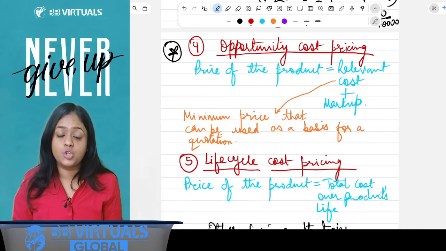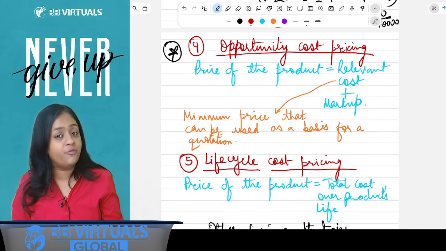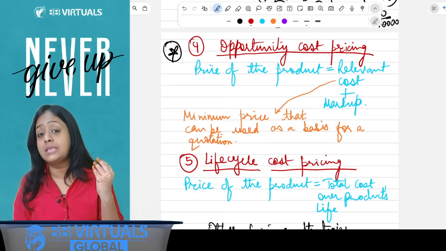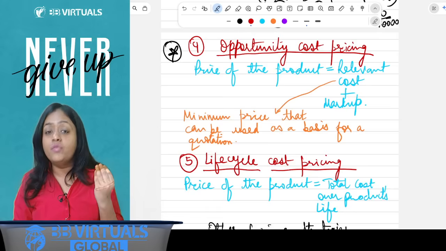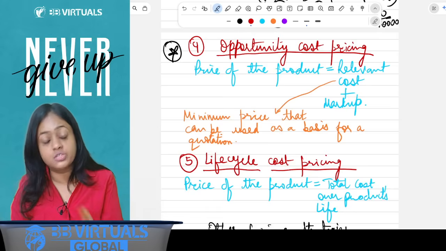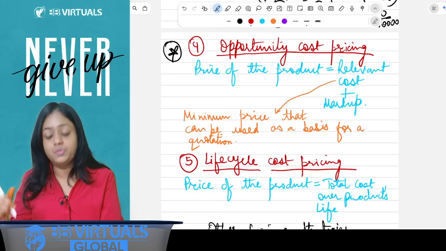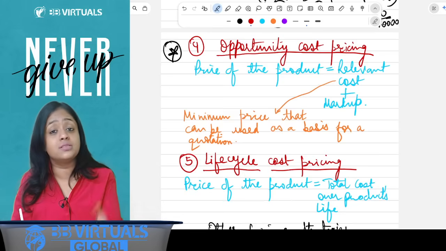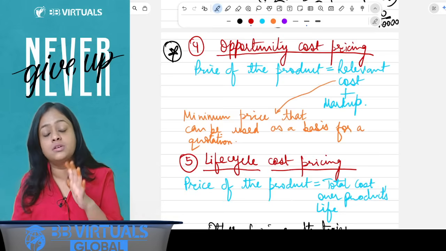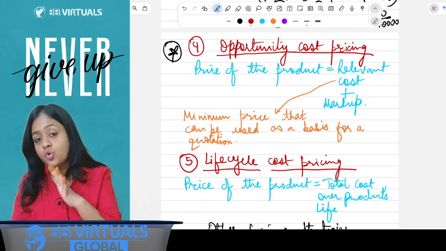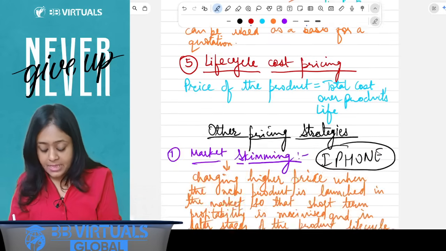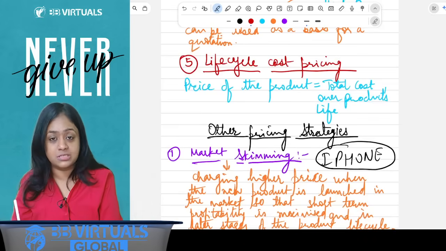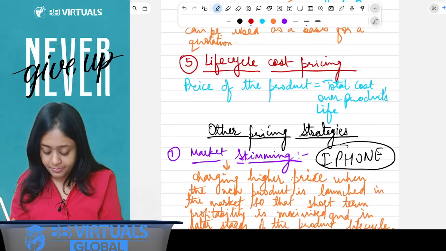The other costs, which are allocated costs, for example the fixed cost and so on, we don't consider. We only consider the relevant cost, that is the incremental cost, the cost which is needed to manufacture these products. Only that cost we take, and with this we add markup. So yes, we can say that opportunity cost pricing gives us the minimum price that a product should be priced at, and we cannot go below it. Life cycle cost pricing is when you price the product based on the life cycle cost. On that you add markup.